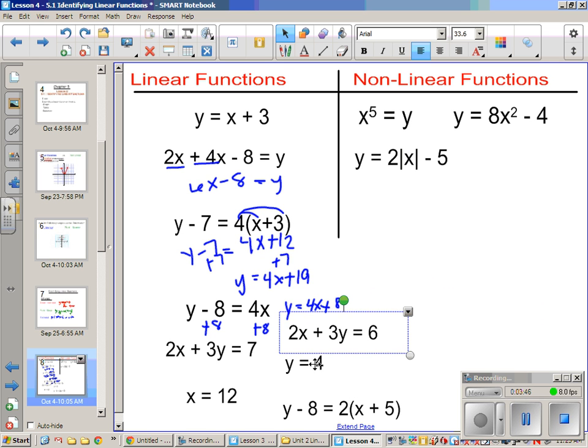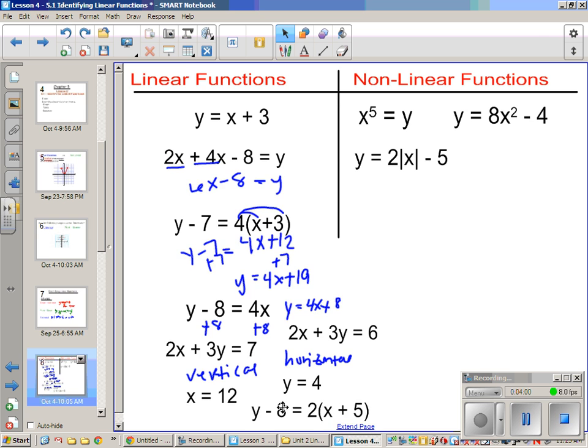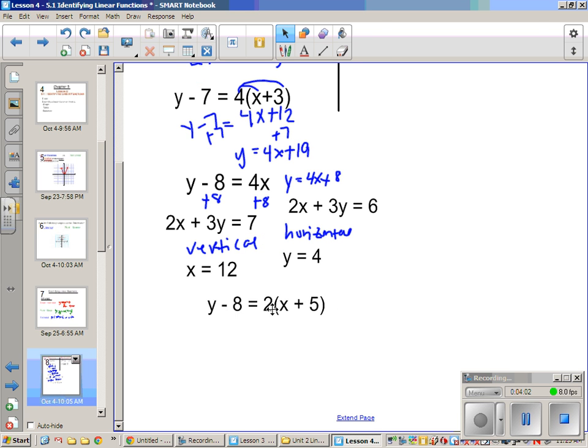And this whole chunk down here is linear. This is a horizontal line, remember? So that's linear, side to side. And this one, remember, is a vertical line, so it is linear. And that very last one we haven't gone to yet is also linear. It's in point slope form, and you could distribute if you wanted.